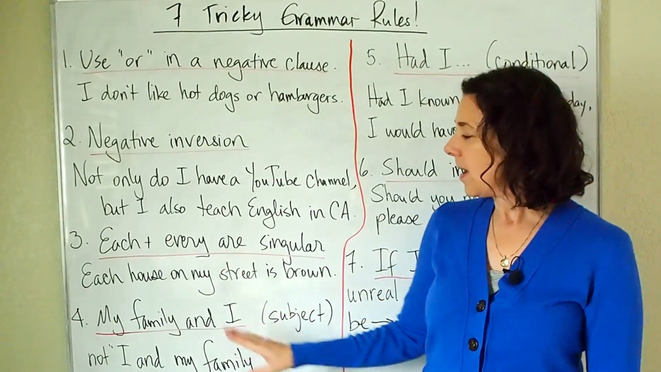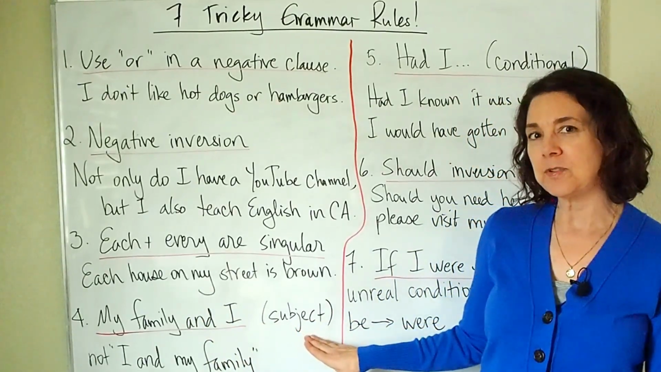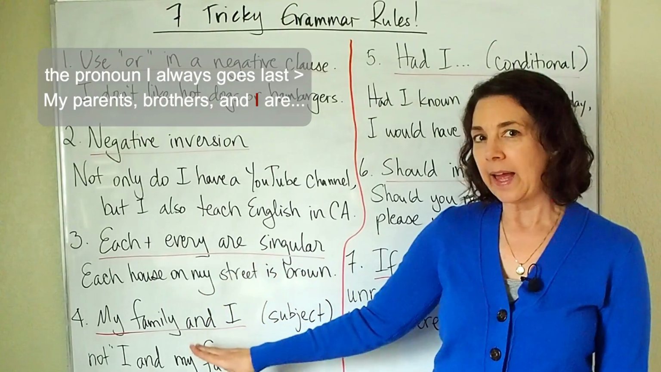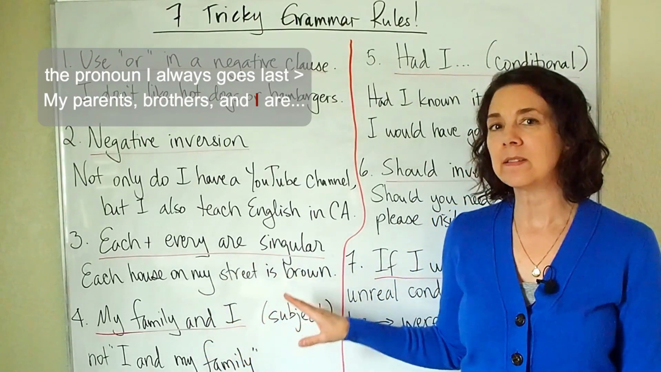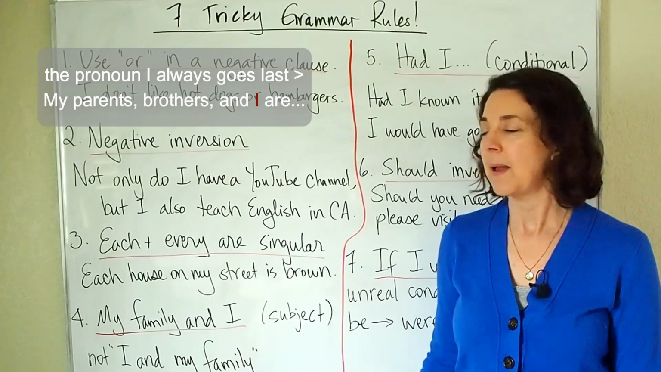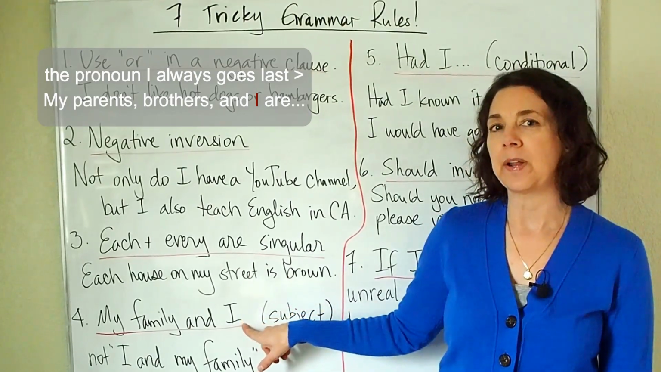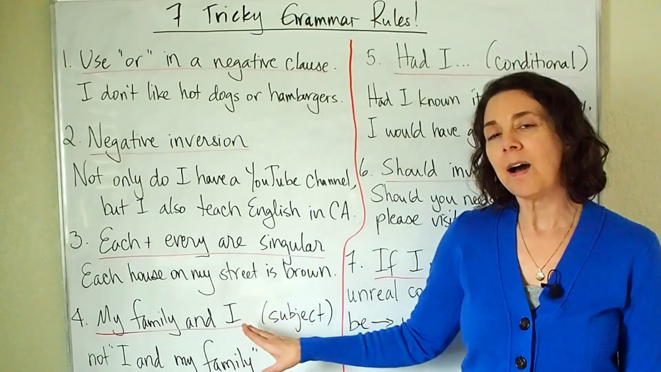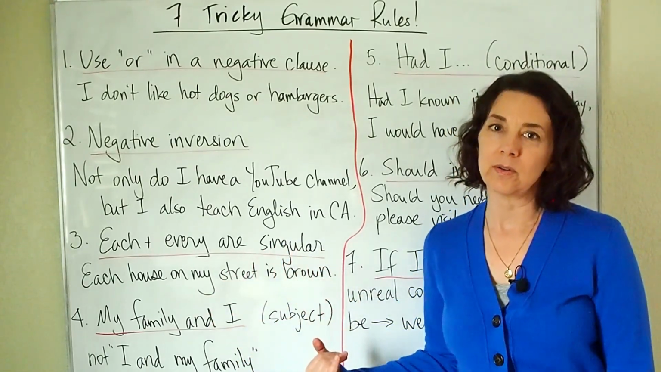Number 4, my family and I as the subject always has I last. So again, this is when we're using this as the subject of the sentence. If it's not the subject of the clause, then we're going to need to use the pronoun me. But when it's the subject and we have the pronoun I always goes last.